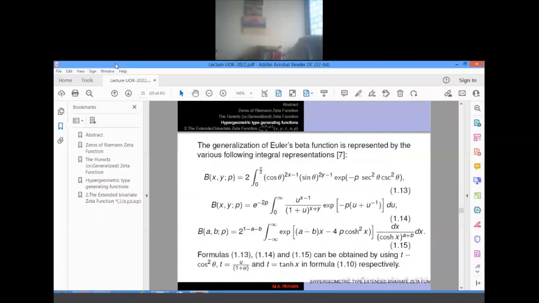Here 1.13 to 1.15 can be obtained by using cos square beta.